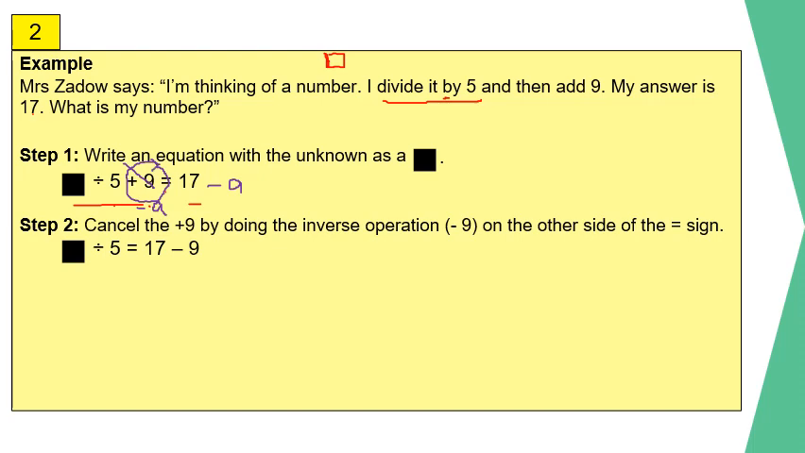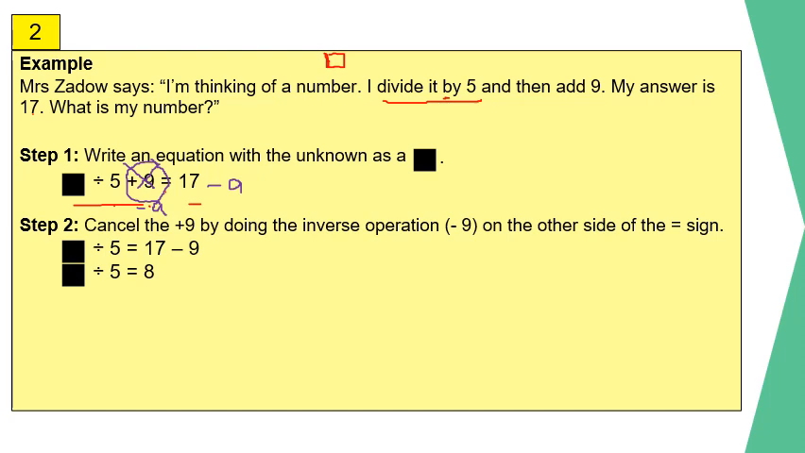So I've kind of cancelled it on this side because I've taken it away. So I'm going to also take it away from this side as well. So now I have square divided by 5. And I know 17 minus 9 is 8. Now you might already realize what the answer to this equation is, but what I want you to do is to go through and simplify it to the point that all that is left is this black square on one side of the equal sign, and then a number, an answer, on the other side.